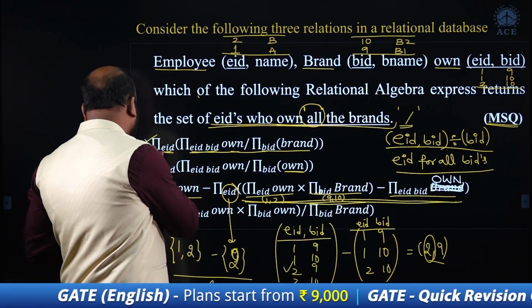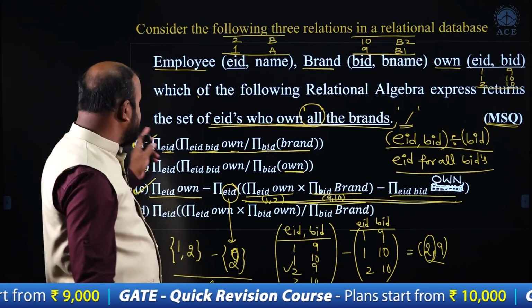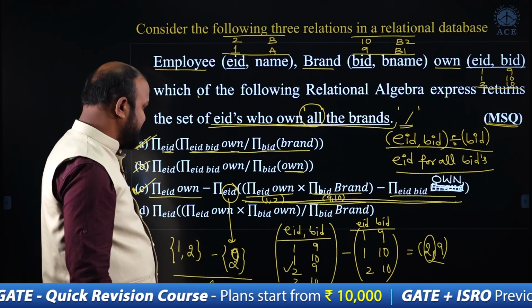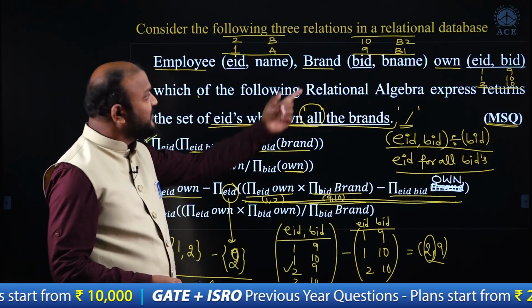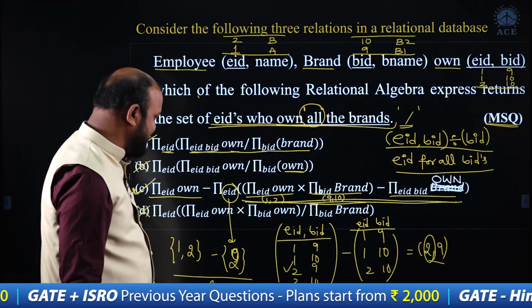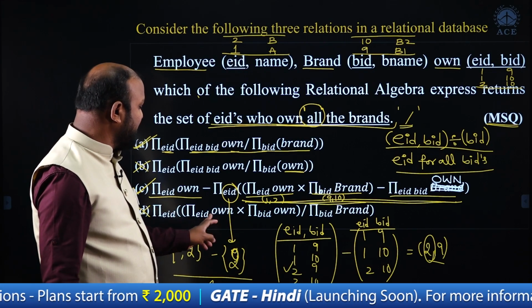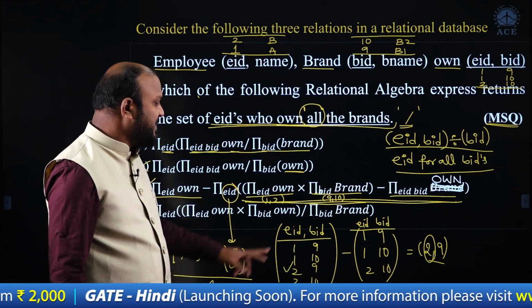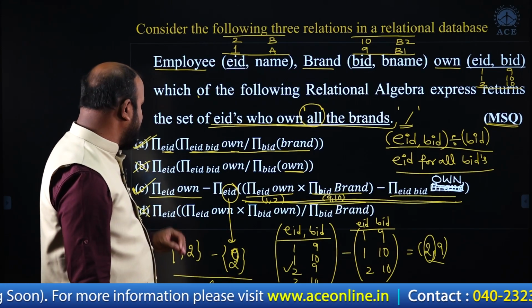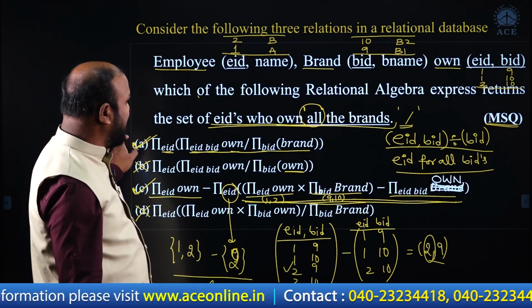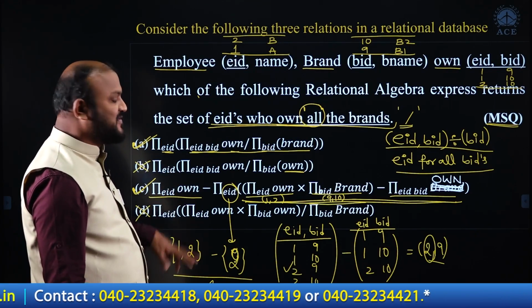So we can call option A and option C equivalent expressions. And the answer for this question is both option A and option C, and option D is incorrect. You can check why it is incorrect with respect to the table of data. Here it is performing a Cartesian product between EID and BID of owns, and performing a division with BID, it is going to give you some incorrect results. So the answer for the question is both option A and option C.